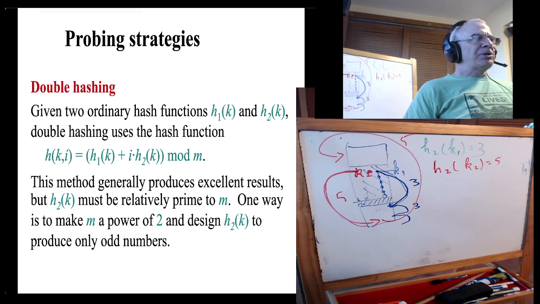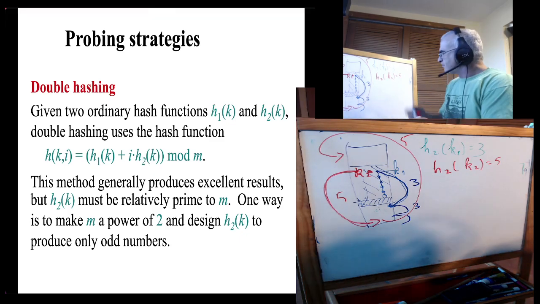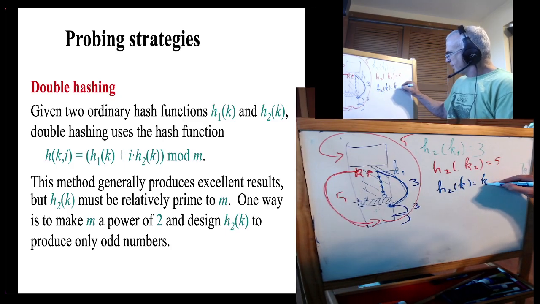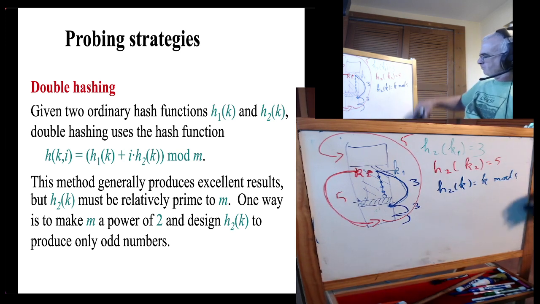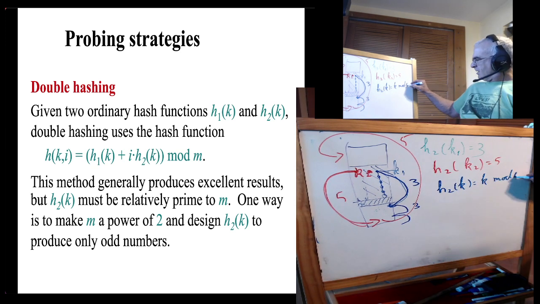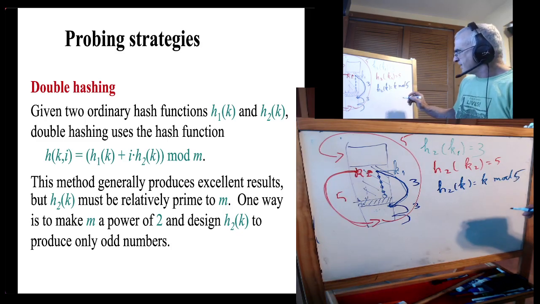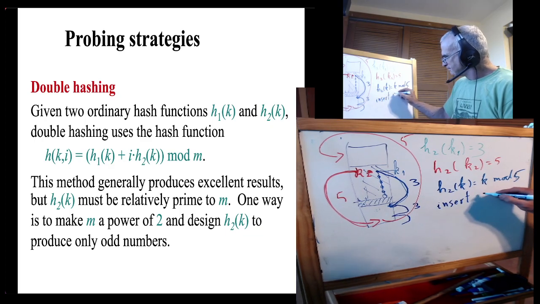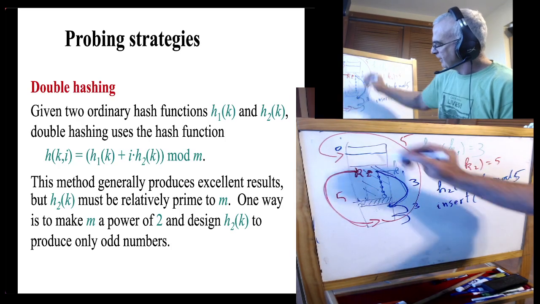Why should you be careful? Because let's take h2 of k to be k mod 5. I'll take h2 of k to be k modulo 5, and I'm asking you to insert 15 into the table that we had earlier.